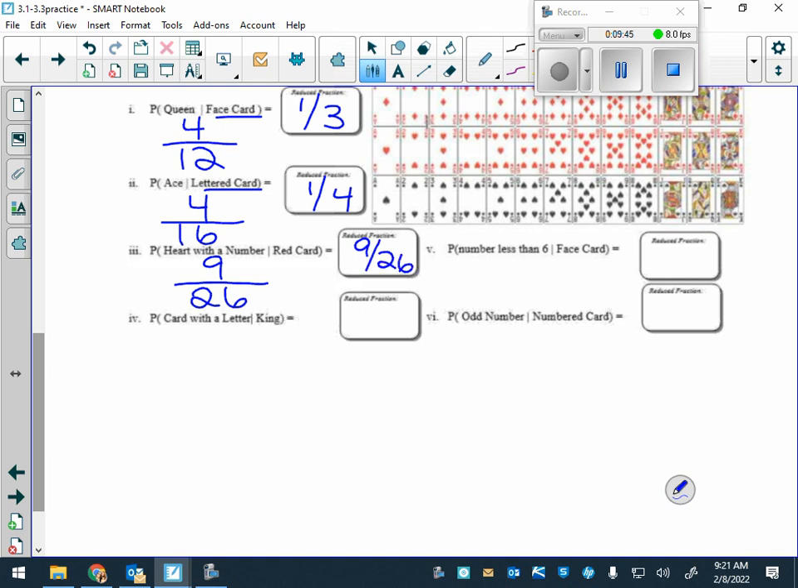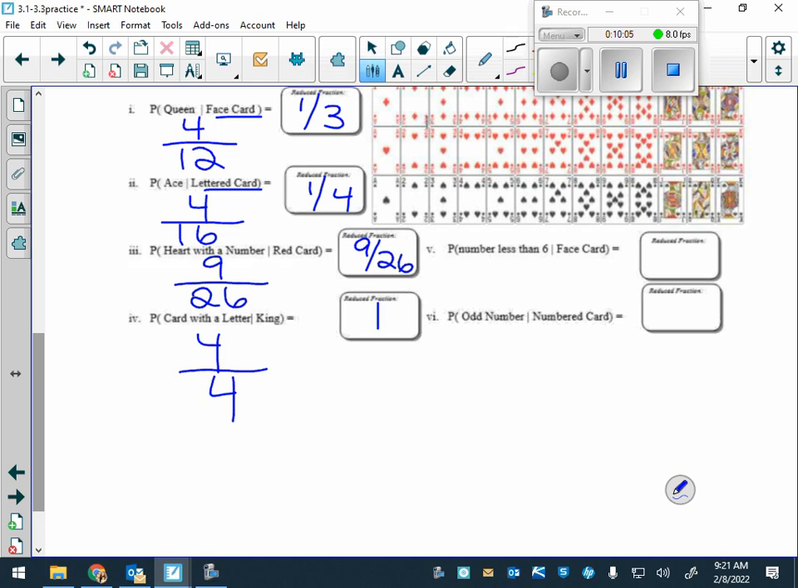Good. The next one, probability a card with a letter, given it's out of kings. How many kings do we have? 4. How many of those have letters? All 4. So 4 out of 4. Good.